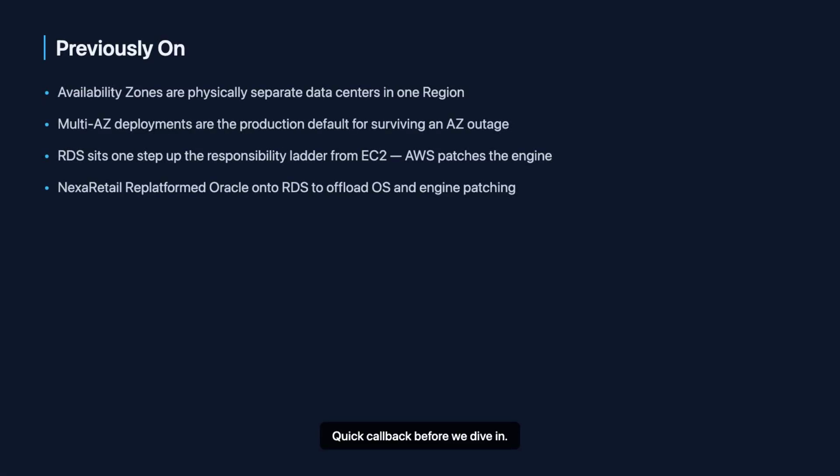Quick callback before we dive in. Back in episode 3, we covered availability zones, physically separate data centers inside one region, and the Multi-AZ deployment pattern is the production default for surviving an AZ outage. In episode 7 on shared responsibility, we saw that RDS sits one step up the ladder from EC2, with Amazon Web Services handling the engine patches.